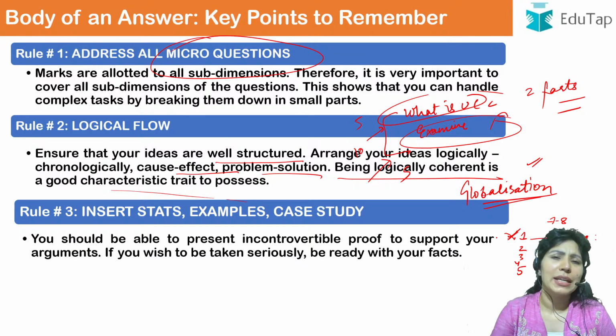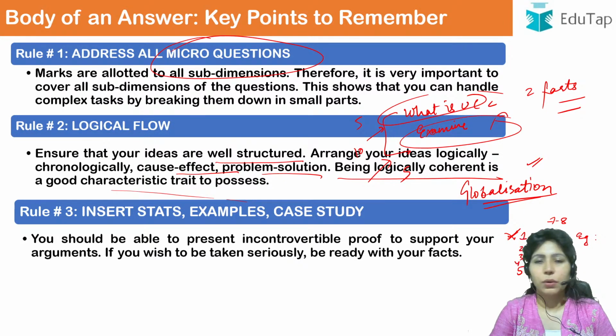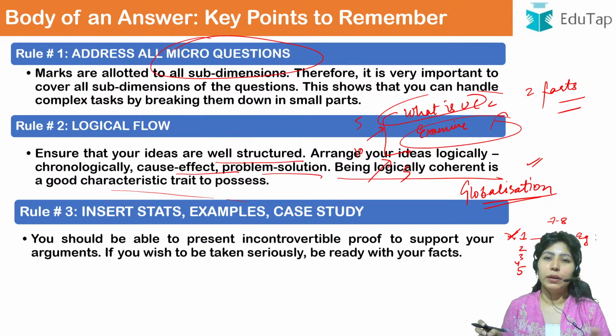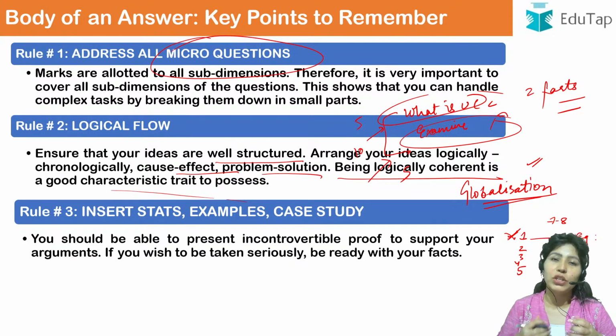Otherwise, just writing the headings, that women can be empowered in the following 10 ways: employment, education, and things like that. Just giving 10 points or 10 lines will not fetch you marks. You'll have to justify it with proofs like data and statistics, examples, and case studies.